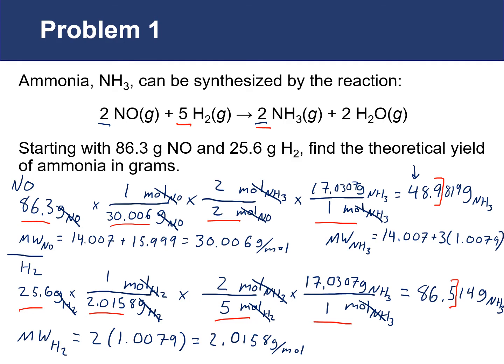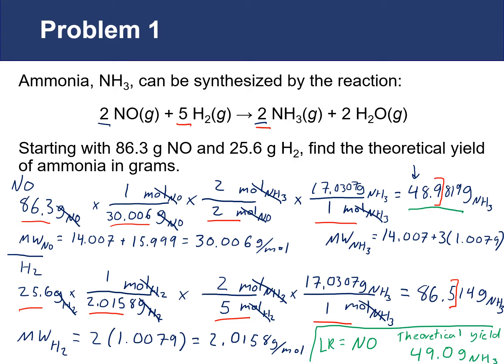So our end answer would be, we would find the one that produces less. The one that produces less in this case is the NO, the nitrogen monoxide. It produces only 48.9819 grams of ammonia. The hydrogen, we have enough to produce 86 grams. So our limiting reagent would be the NO. Our theoretical yield would be 49.0 when we round our value up, and this would be grams of ammonia.